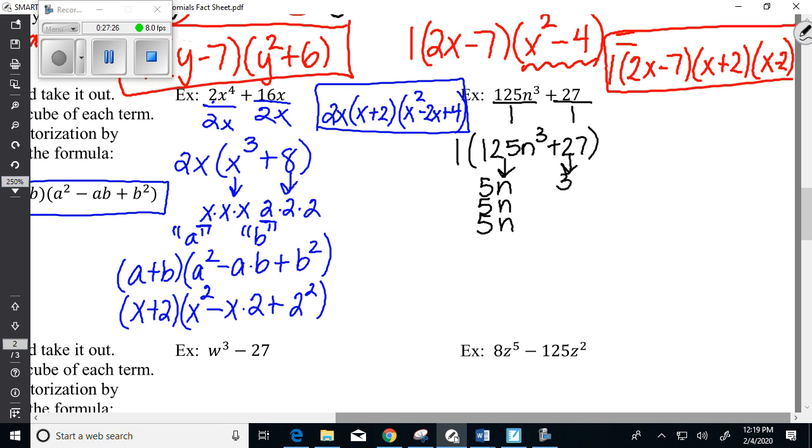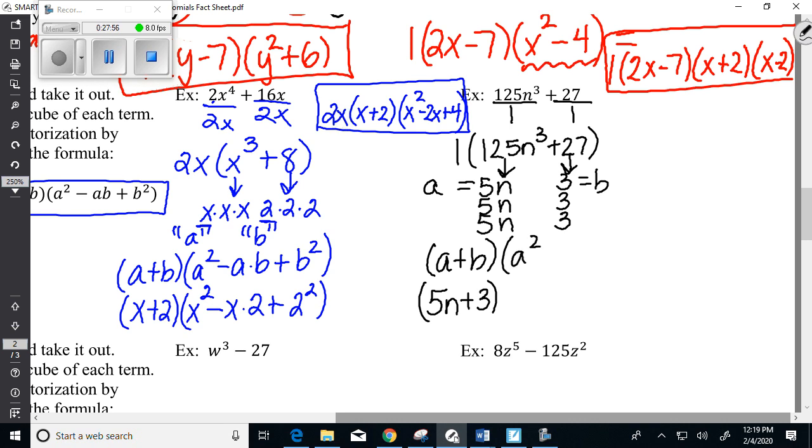27 is 3 times 3 times 3. So we have what we need to start the sum of cubes formula. 5n will be the A part, and 3 will be the B part. So now we're set and ready to go. A plus B is 5n plus 3. That part's finished.